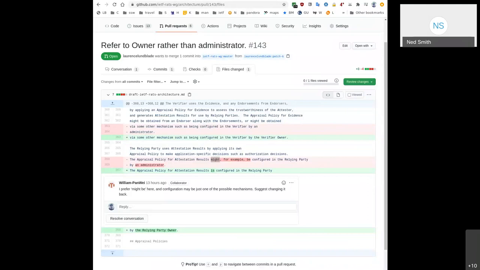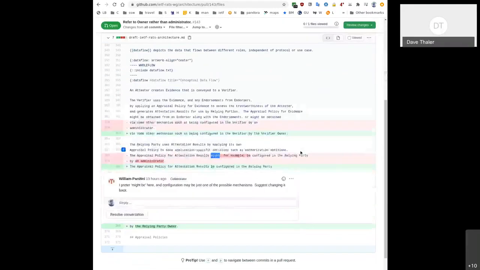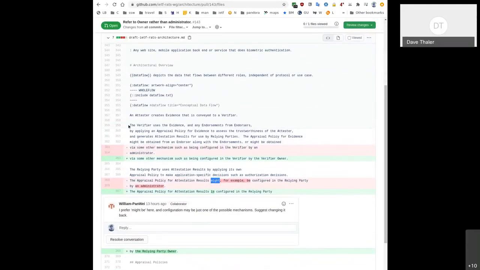But I think that it's a subtle difference, and one could argue that embedding it is the same thing as the owner configuring it. So let's actually compare it with the first sentence: the appraisal policy for evidence might be obtained from an endorser or might be obtained via some other mechanism, such as being configured in the verifier by the verifier owner. Maybe that's why it was an example used for parity with that sentence, which says it could be configured by the verifier owner or maybe by somebody else. I mean, forget the fact that it could come from the endorser, right? The "or might be obtained" phrase via some other mechanism, such as the word "such as" in the green there in 363, is probably why the "might", for example, was there. Right.